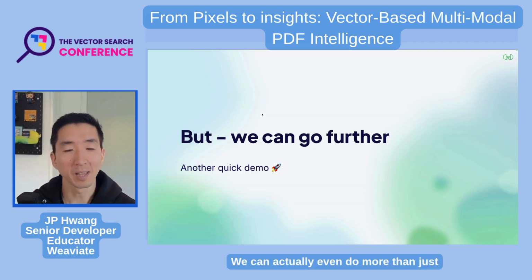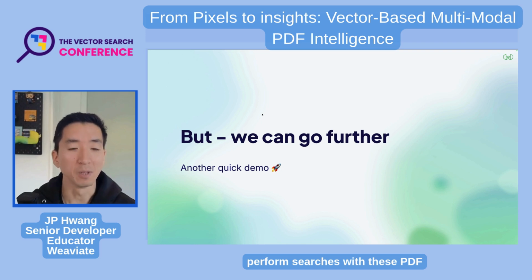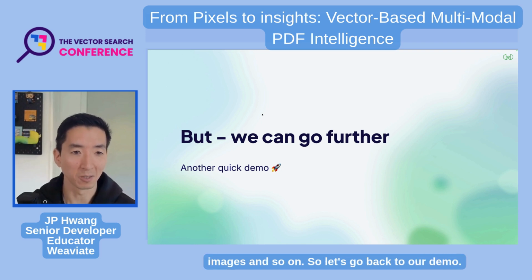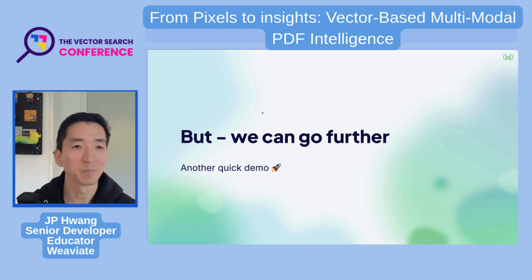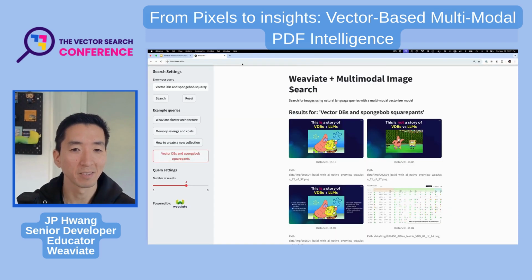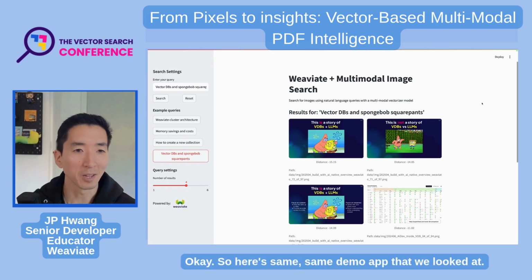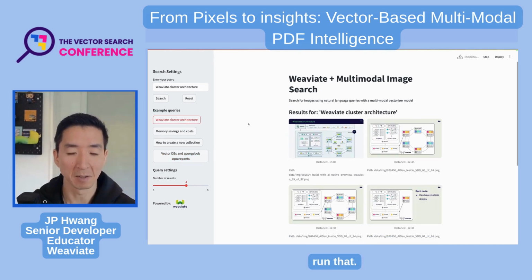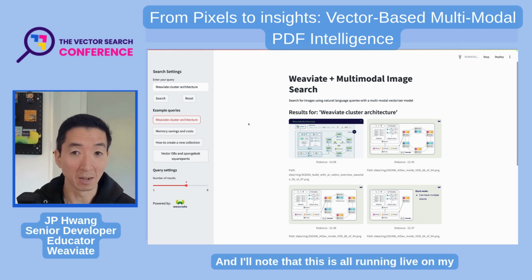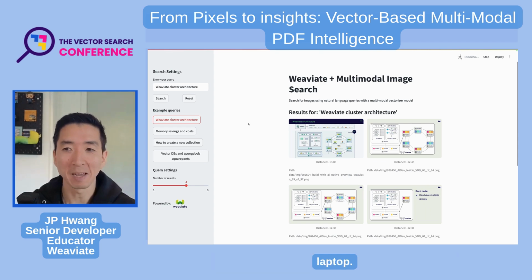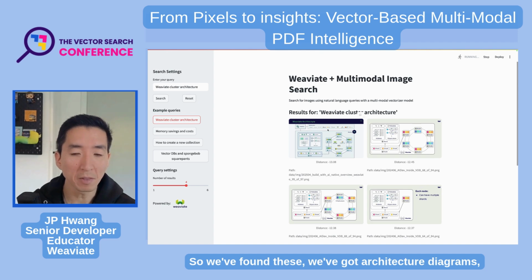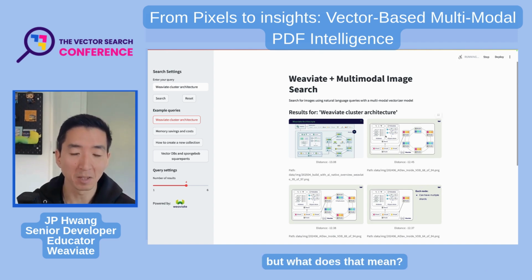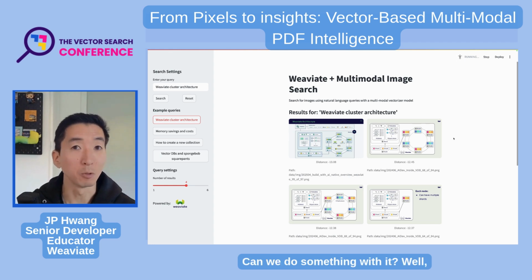But can we do even more than just perform searches with these PDF images? Let's go back to our demo. Okay, so here's the same demo app that we looked at. Let's go back to a search about Weaviate cluster architecture and run that. I'll note that this is all running live on my laptop. So we found these Weaviate architecture diagrams. But what does that mean? Can we do something with it?